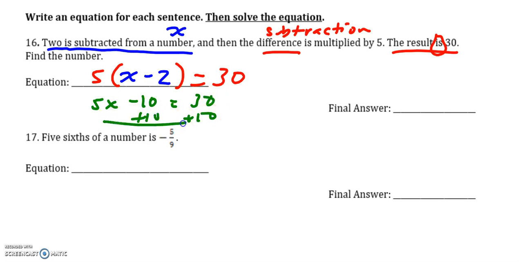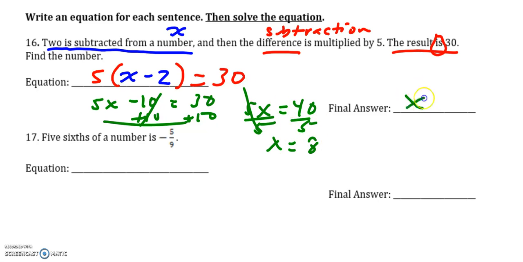Add the 10 on both sides. Sorry about the room here. We get 5x equals a positive 40. Divide each side by 5. So x looks like it is a positive 8.